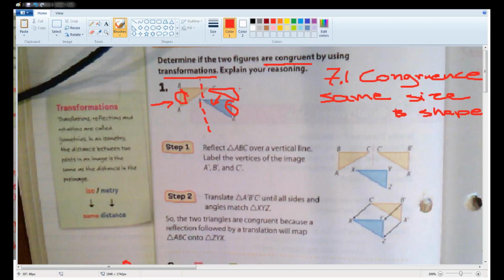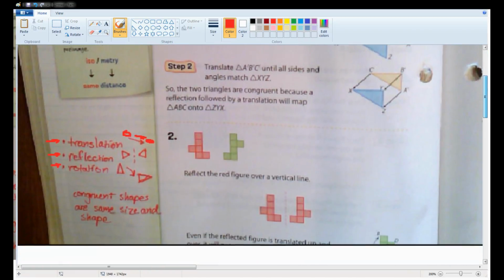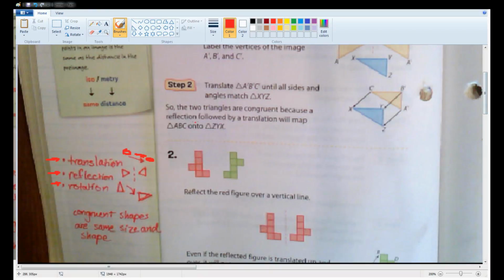So ultimately, we've discovered what is congruence. Congruence is the same size and shape. And what transformations? Well, that's where we have to choose between our three options. And guys, on this section, almost every problem ends with translation. They always move a shape. So let's take a look at a second example.